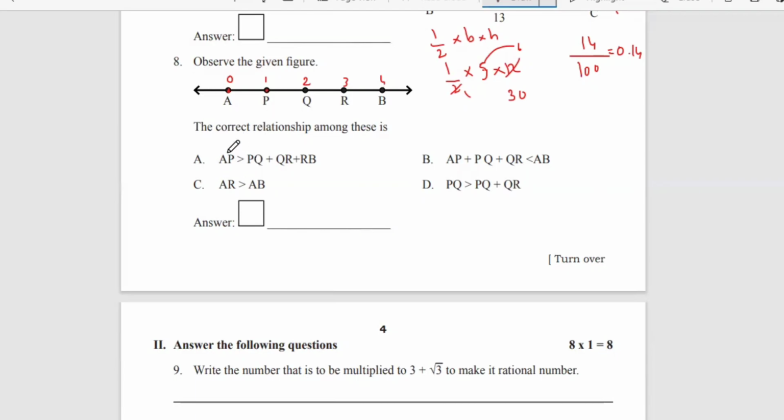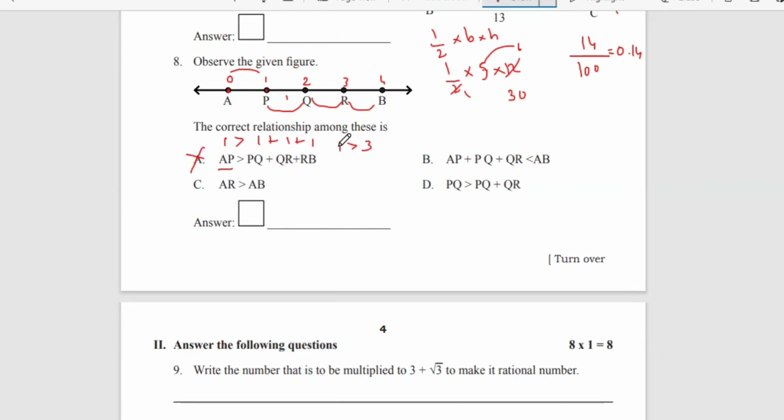The first one, they're asking AP. Now, can you give me the AP value? From 0 to 1, the AP value is how much? 1. They're saying 1 is greater than. Now, PQ. Let us find out PQ. PQ is from 1 to 2. How much value? 1. So 1 plus QR. Q to R, from 2 to 3, we'll give the value as how much? 1. R to B, how much? They will give the value as 1. So 1 is greater than 1 plus 1 plus 1, which gives 3. Is 1 greater than 3? No. Our option A is wrong. It is not the right answer.